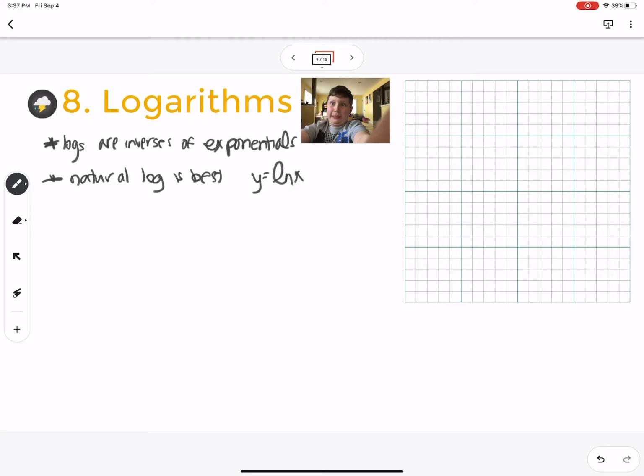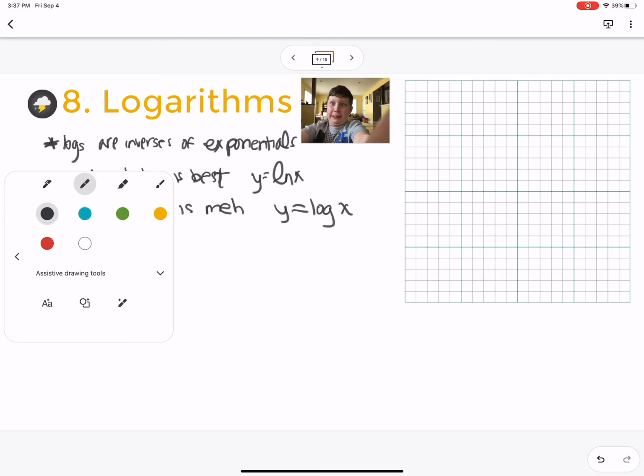Natural log is best. So we love y equals natural log x. And the common log, we're kind of done with. Common log is meh. It's log base 10, and it's just not functional. With the calculator, it can only do natural log and common log, but a lot of times you don't want common log, you don't want log base 10. Natural log kind of takes care of all of it.